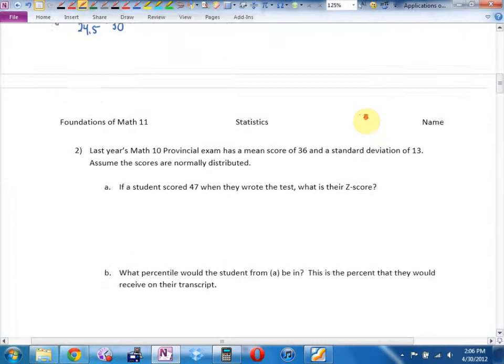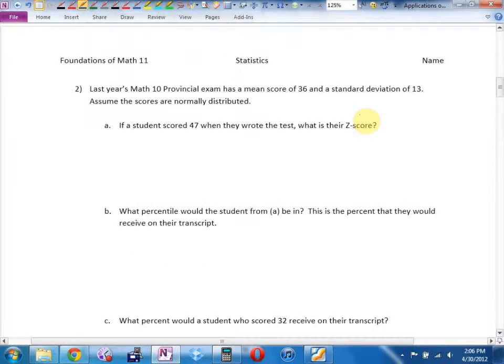Next page. Is it next page or half a page over? It's next side. So we're not turning the page.